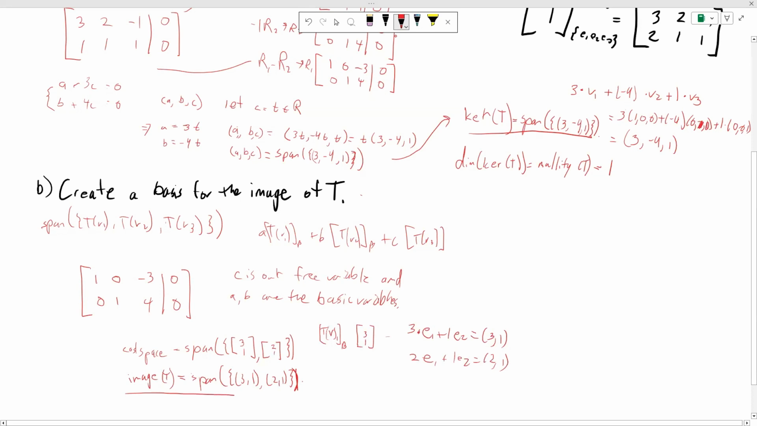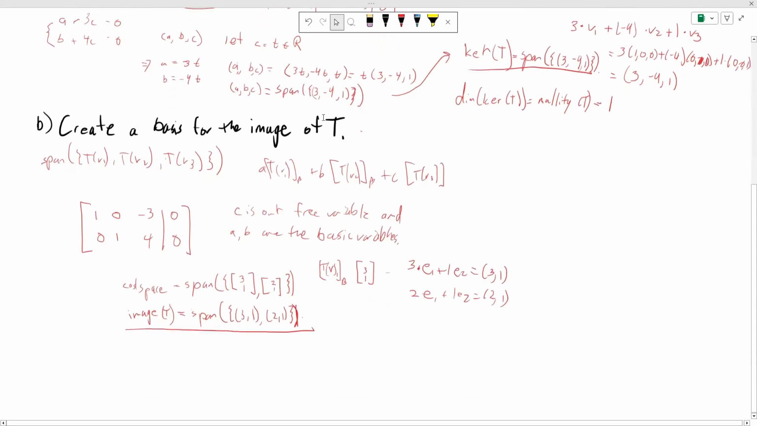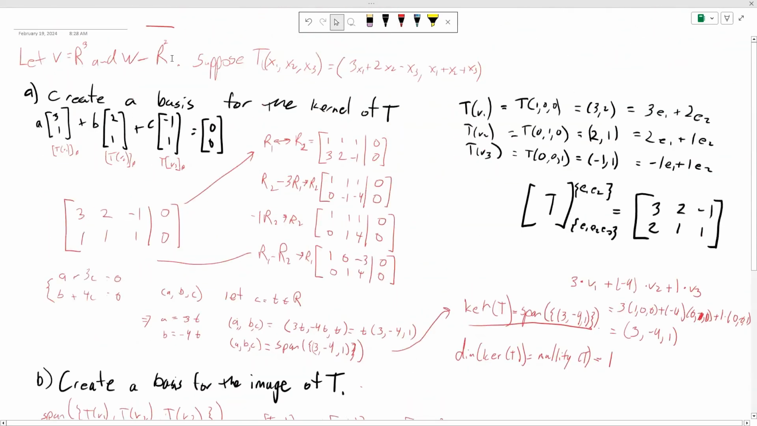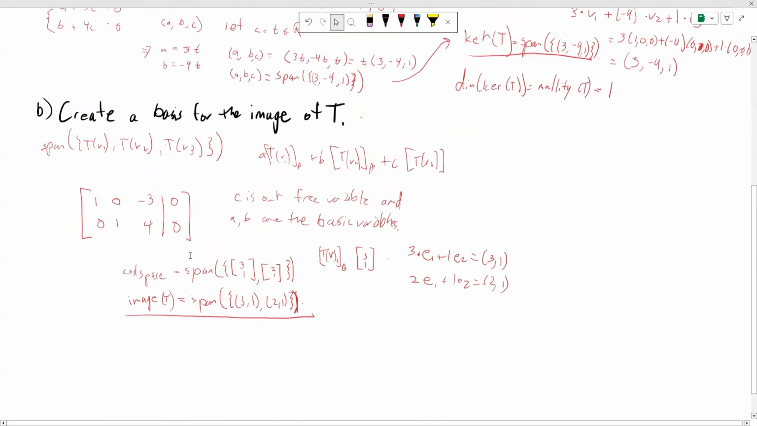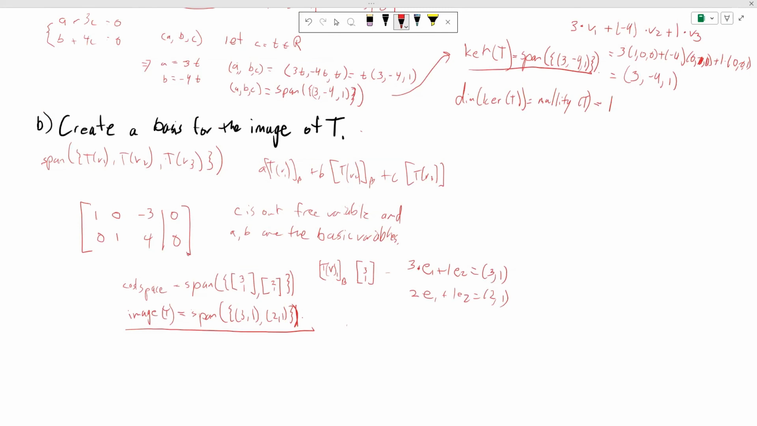That's my image. When we get the column space, we don't quite have the image. What we have is the coordinate vectors of the image, or the coordinate vectors of a basis for the image. And we need to convert those coordinate vectors back into what they represent in W in order to create a basis for the image of T. And finally, what is the dimension? The dimension of the image of T is equal to 2, and this is called the rank of T.